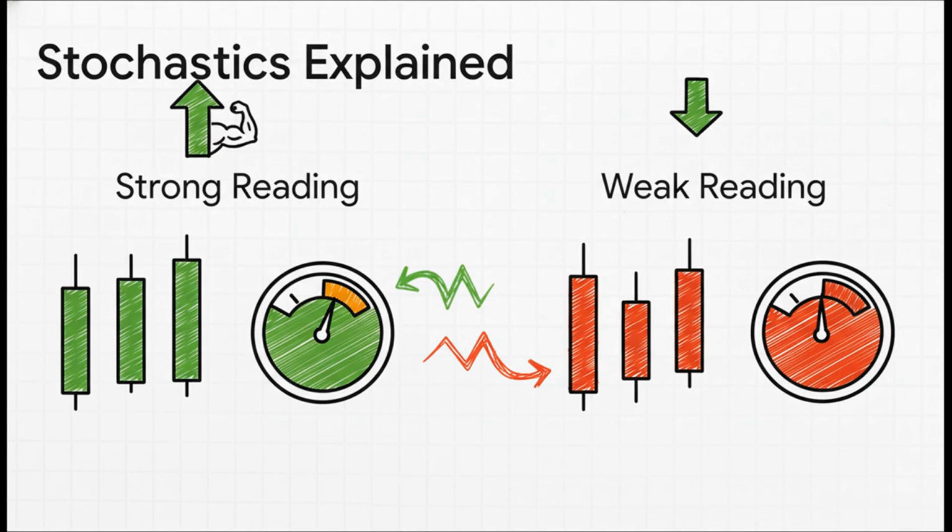When a market is really strong and in an uptrend, prices tend to close right up near their highs for the day. That action pushes the stochastics reading way up, above 80. In a downtrend, prices consistently close down near the lows, and that pushes the reading below 20. It's a really simple but super effective way to gauge the market's conviction.